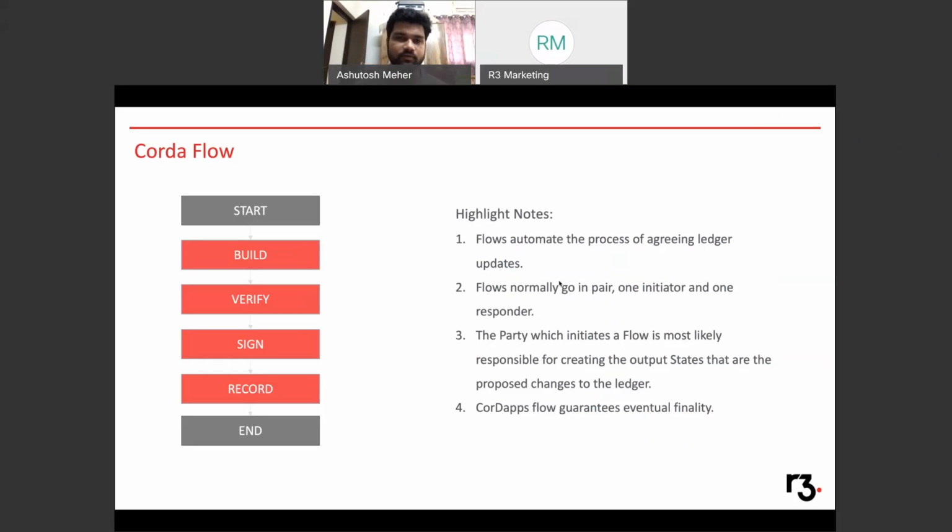And flows eventually guarantee that your transaction will be finally settled. So if your flow runs successfully, then you're guaranteed that your transaction will be settled and it will be recorded onto the ledger.